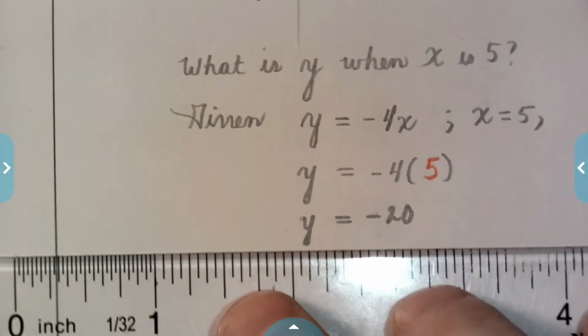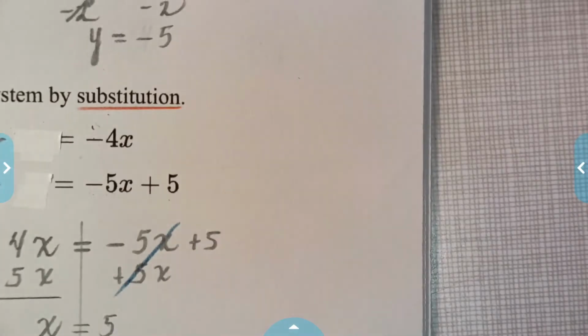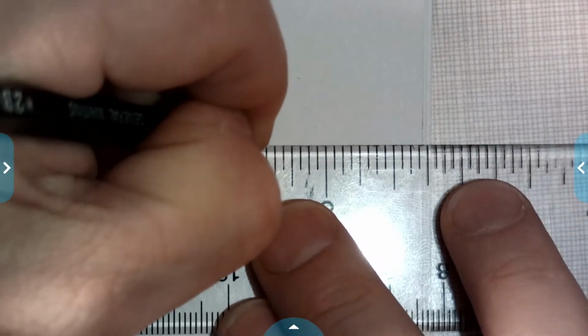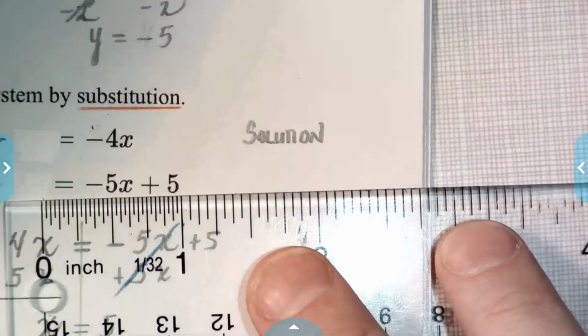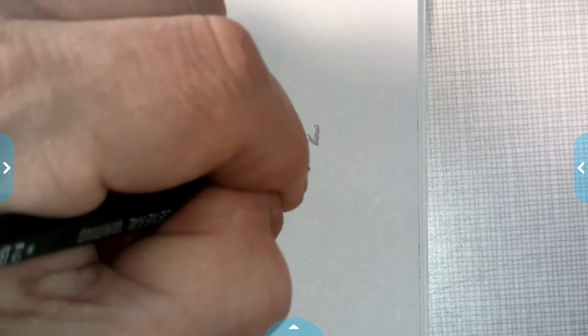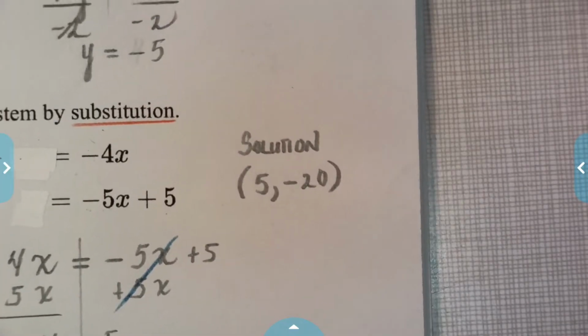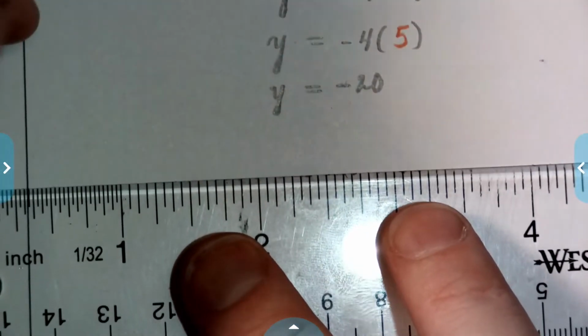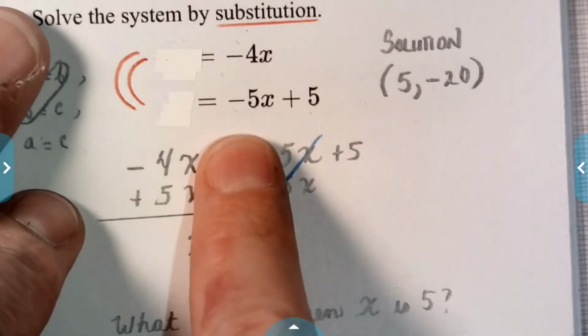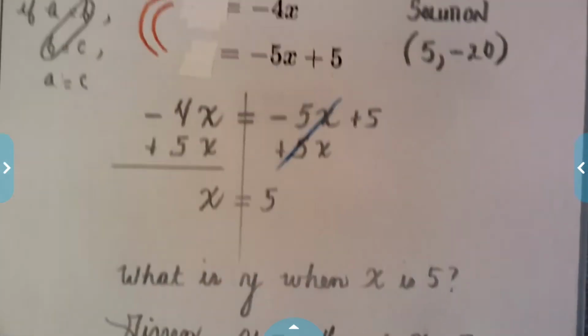So we think that the solution to this system is 5, negative 20, right? So the solution is 5 for the x and negative 20 for the y. 5 comma negative 20. Okay, so can we check that without graphing? Sure. Let's use the bottom equation, this one, just to make sure we're not fooling ourselves with that top equation.